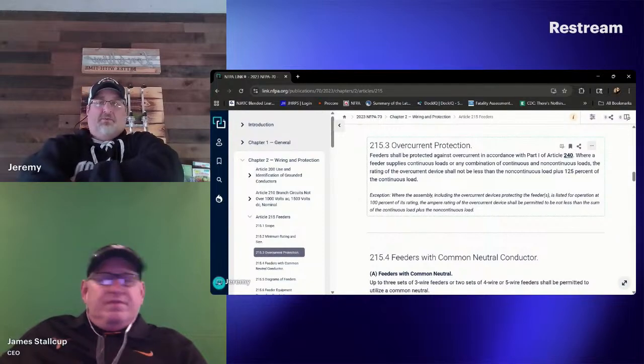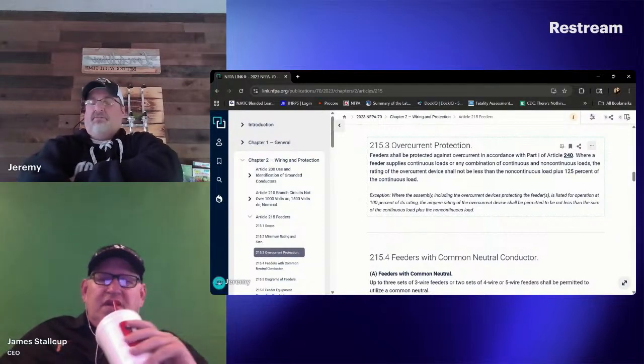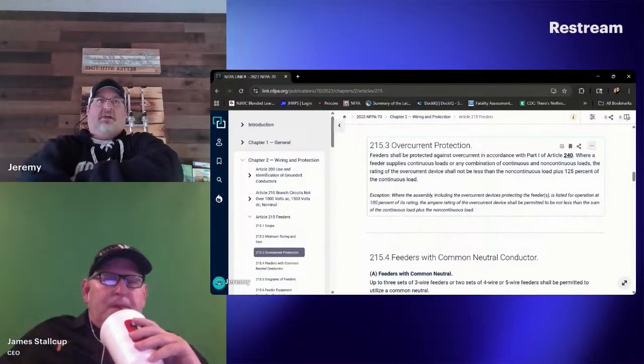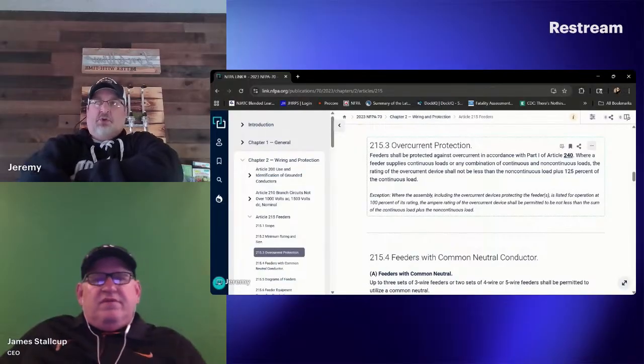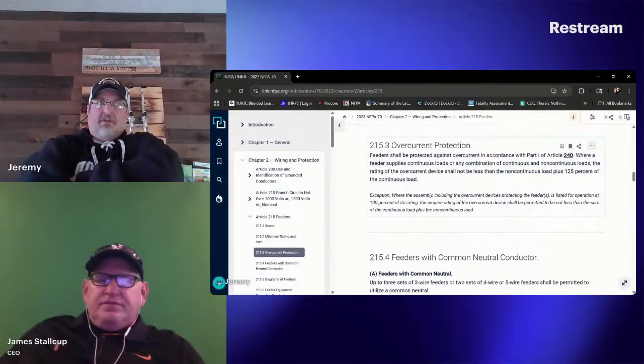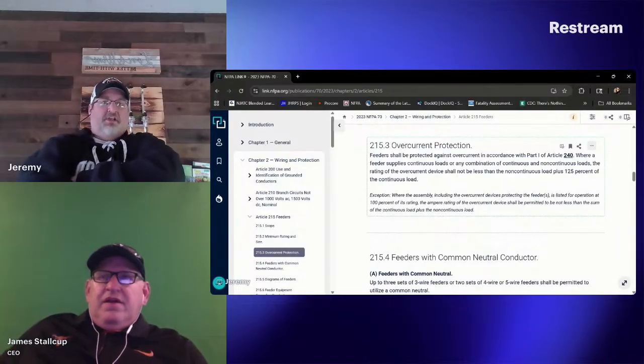I'm not debating that they don't have that available, but 240.4C just says that the conductor has to have an ampacity that is equal or greater than the overcurrent device. If I put it on an 850, is that conductor, if I do parallel 4-aughts, still greater than the 850? Yes, it is. So why couldn't I use an 850? Why couldn't I use an 825?